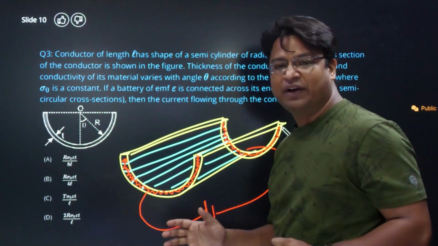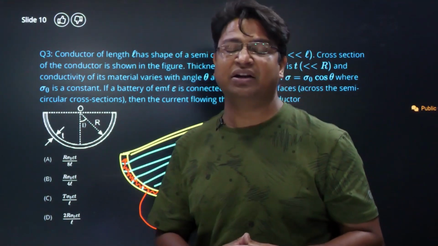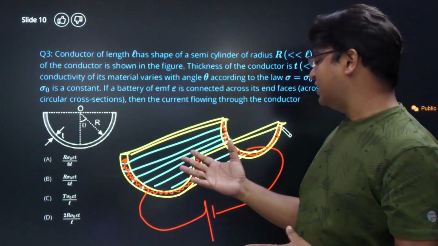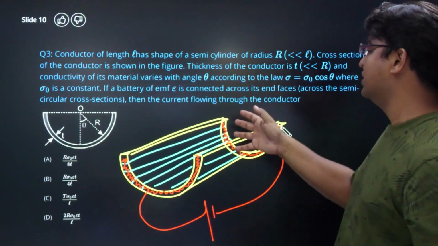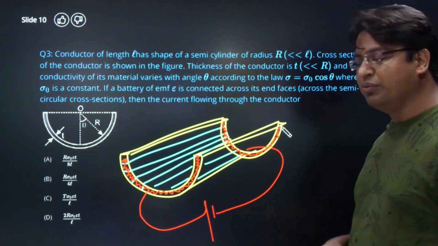So my plan is to find out the equivalent resistance. All these elemental strips are connected in parallel. So I'll find out the equivalent resistance and then I will divide EMF by the equivalent resistance to get the value of the current. So that is the plan. Now let's see how we can do this.